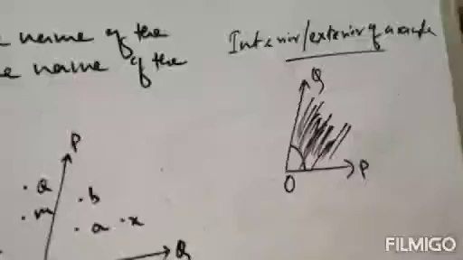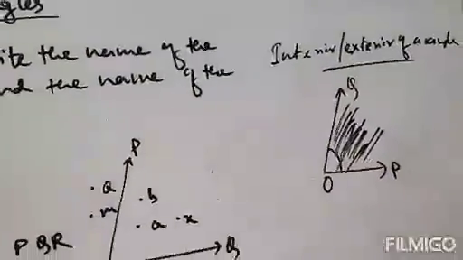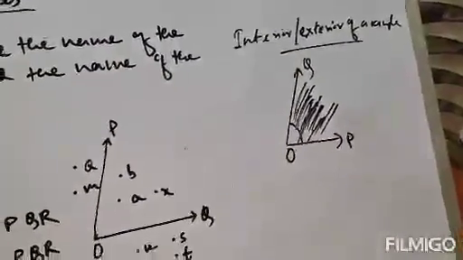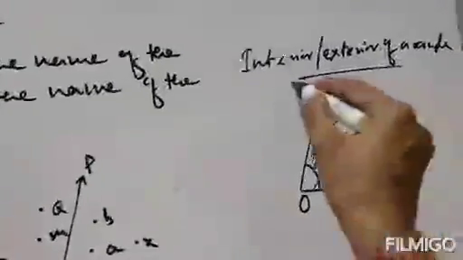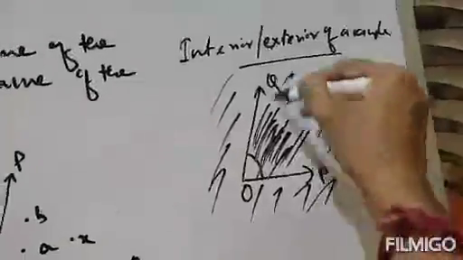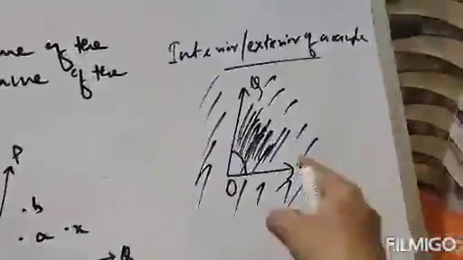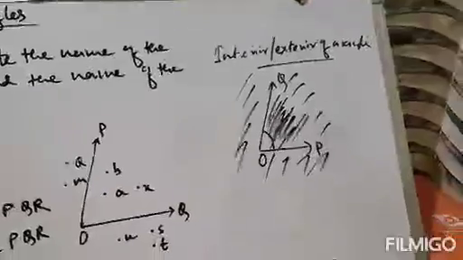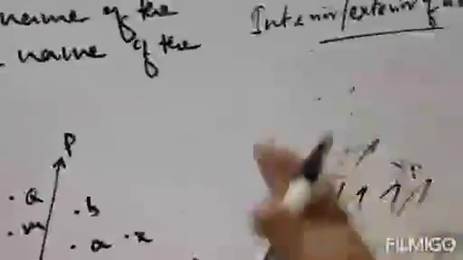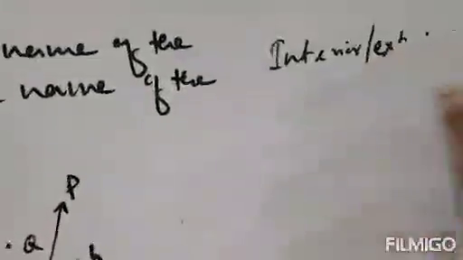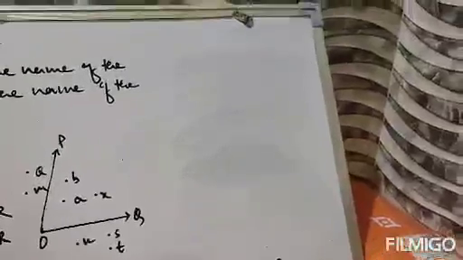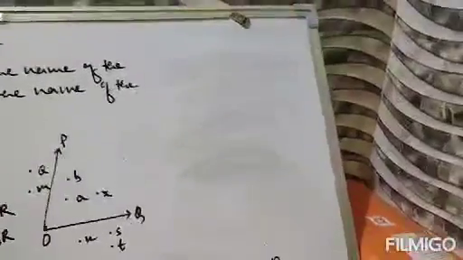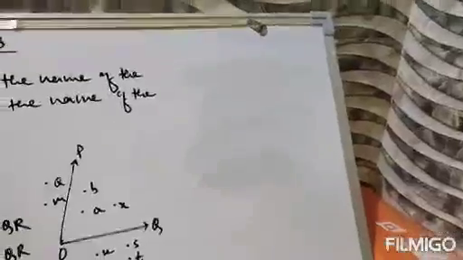And the exterior of the angle, what is it? The region that lies outside the angle. This region is called the exterior of the angle. That means outside the angle POQ is the exterior of the angle. So the interior of the angle is the region within the angle, and the region outside the angle is the exterior.